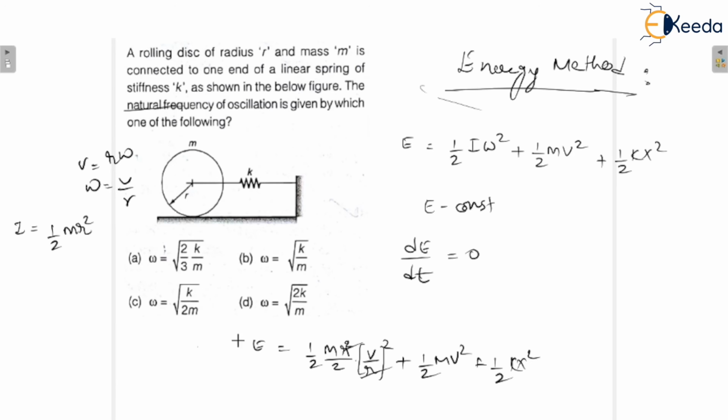So what is the natural frequency? Natural frequency omega n square is equal to 2k upon 3m. So it becomes omega n is equal to under root of 2k upon 3m. So that is the final answer. Options are given, so option A would be the correct answer. So this was the energy method.